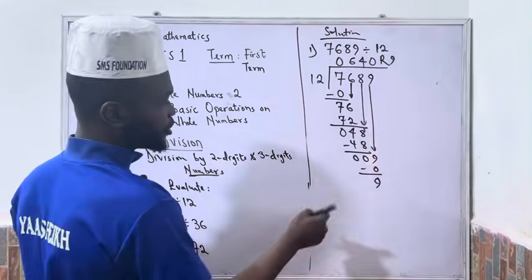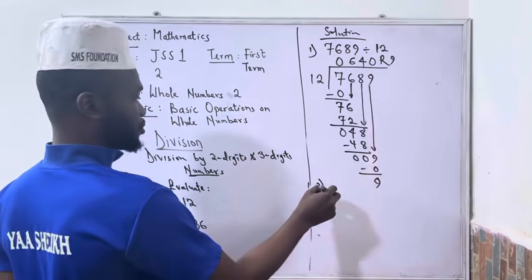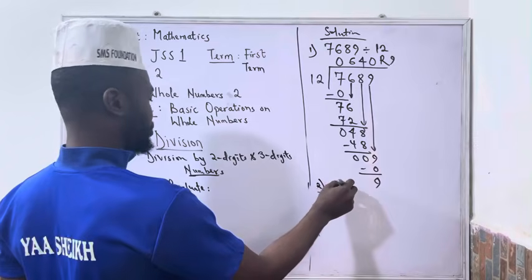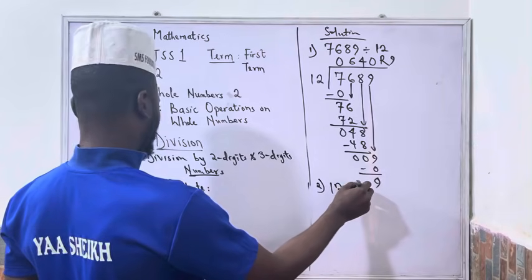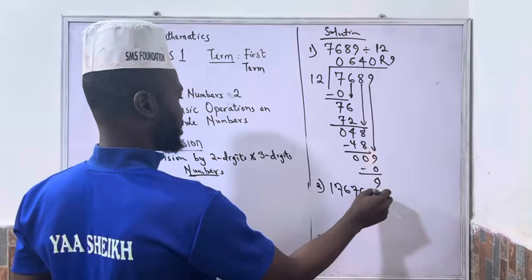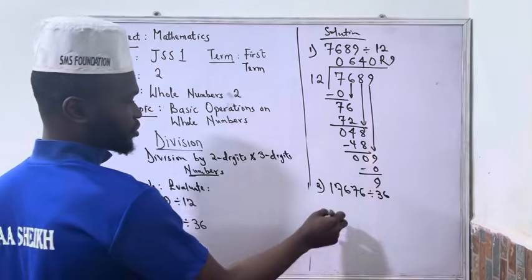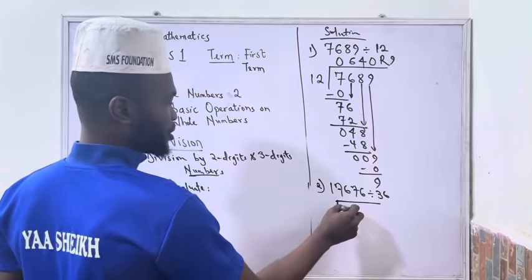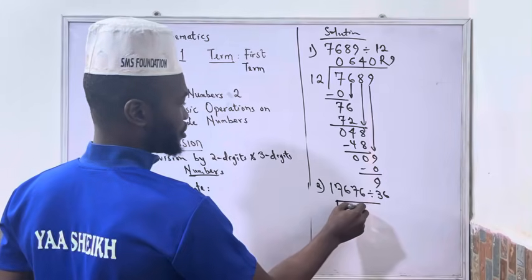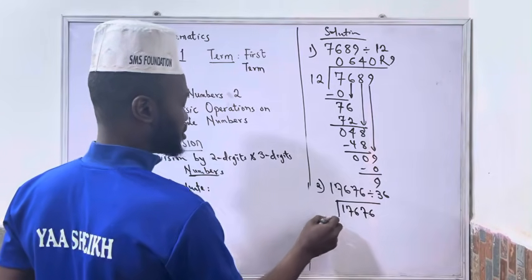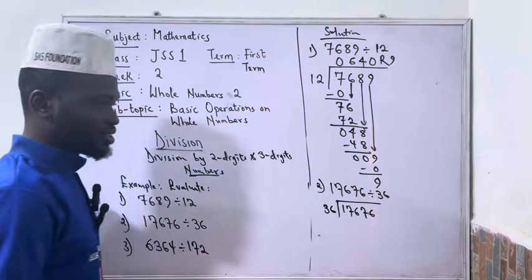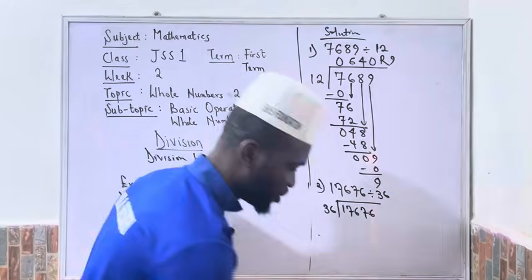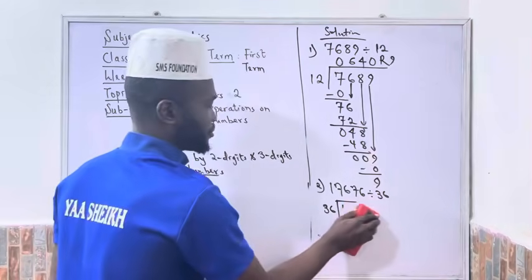Let's go for the second one, number 2. So this is 17676 divided by 36. So we are going to draw our table. 17676 divided by 36. So how many times can 36 go in this?